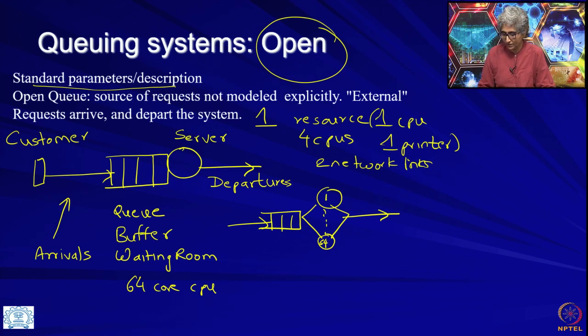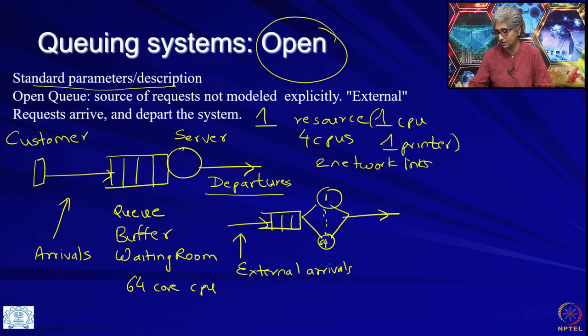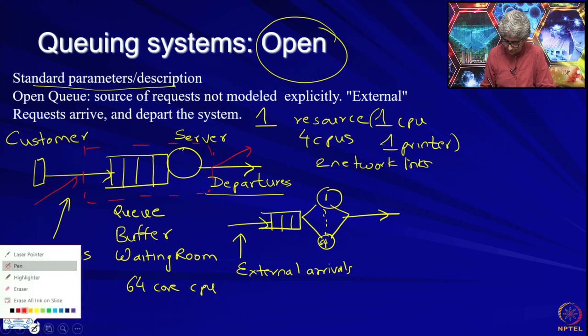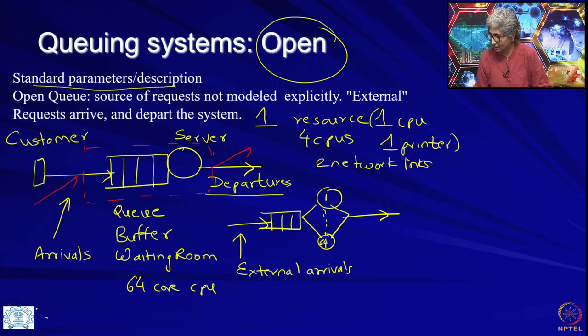Now, what do we mean by open? We mean that there is this server system and there are these external arrivals to it. That means customers come to the system from somewhere and they can also depart from it. So, there is departing outside of the system. If we think of this as the server system, then requests are coming to it from outside and also leaving the system. That is why it is considered open. We will of course learn what closed means soon, but this is open.